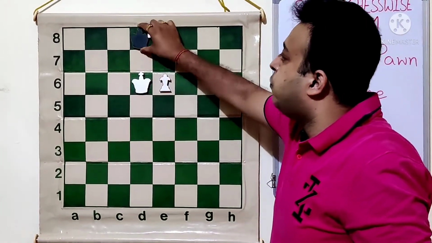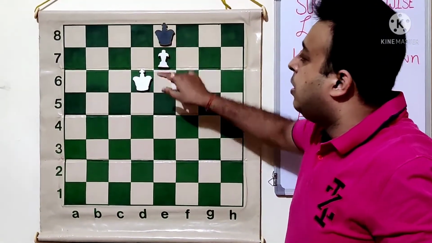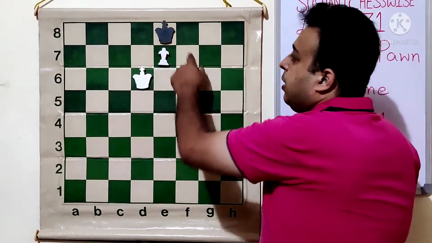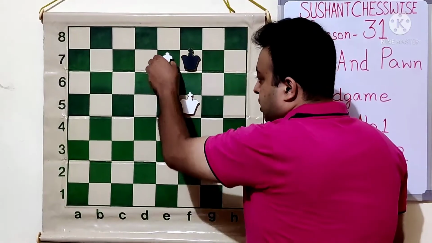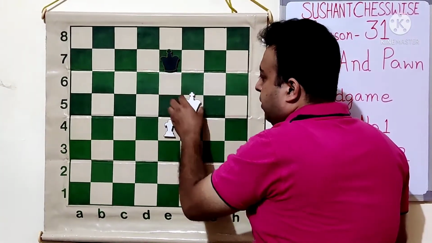Now black king will move to e8 and after e7 the white pawn will queen. King f7, kd7 and the pawn will queen. Okay. But here there was a very important point.